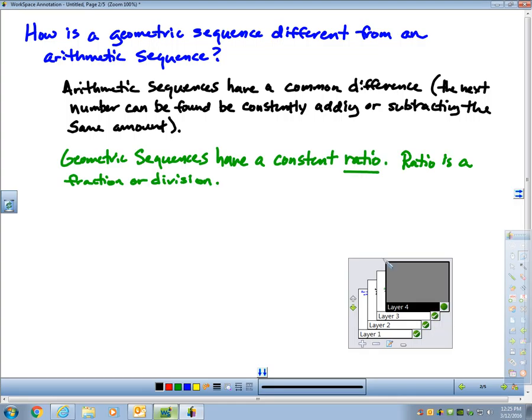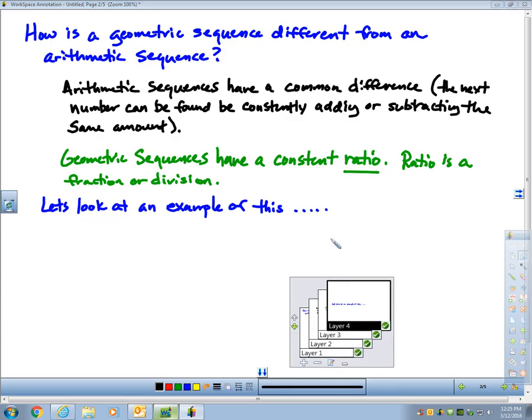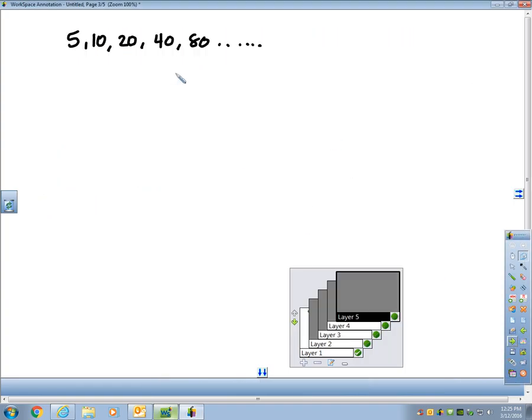Geometric sequences are easy too. We just have to find what the constant ratio is. Geometric sequences always have a constant ratio. A ratio is a fraction or a division. Let's look at an example of what a geometric sequence would look like. Here is an example of something that's going to be a geometric sequence: 5, 10, 20, 40, 80.